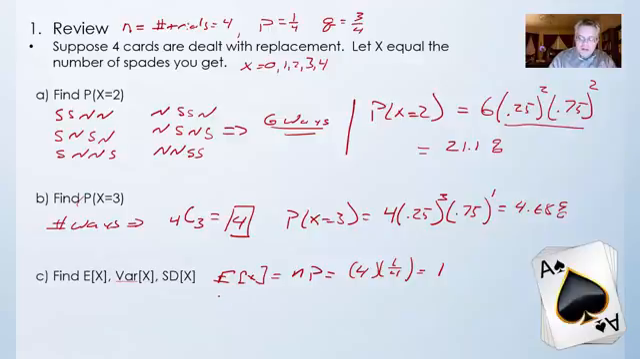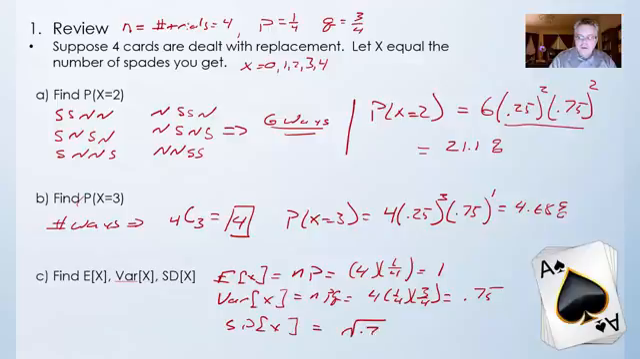All right, so let's calculate the variance. The variance of x is equal to npq, which would be 4 times 1/4 times 3/4, which, if you do it in a calculator, is 0.75. Then the standard deviation of x is just the square root of that. I'm just going to leave it as that. We can find a decimal if we want. Okay, so these things we've already talked about.